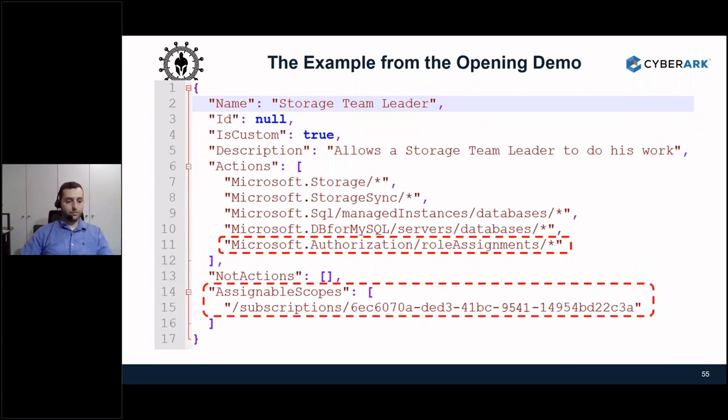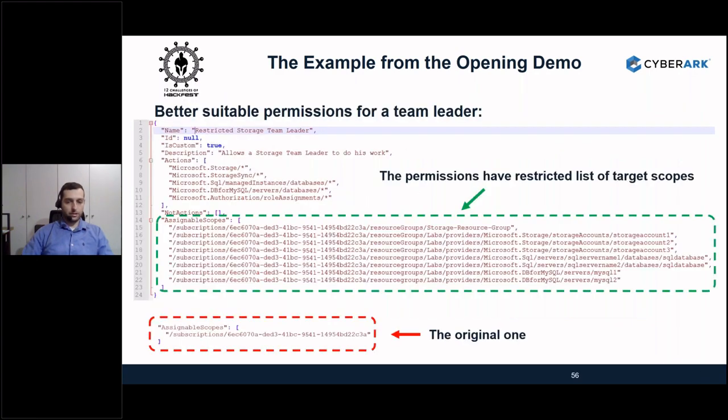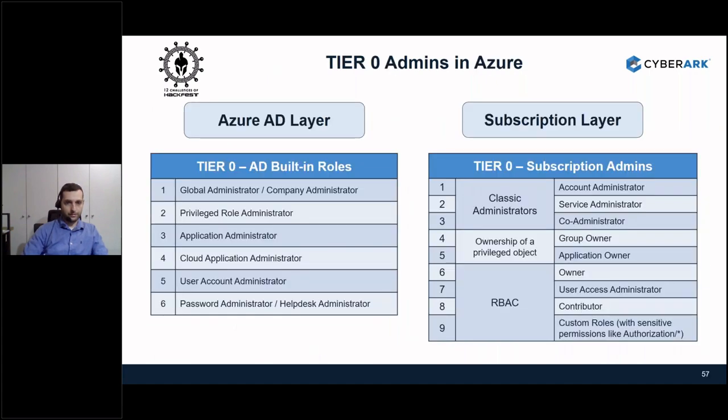But again, with the combination of the resource of the whole subscription, you can see here the creation of a shadow admin. This storage team leader is a full admin, and there are many more examples like this, and we saw it in many real organization scans that we performed in the past. You can see here the summary of the privileged users, including the shadow admins. From the left, the Active Directory layer, and from the right, the subscription layer.